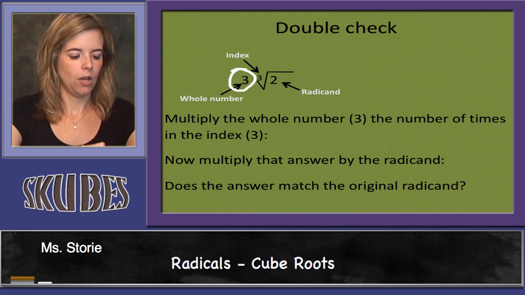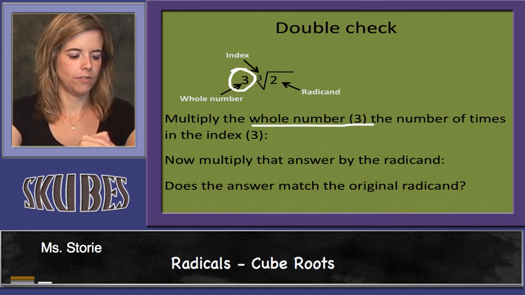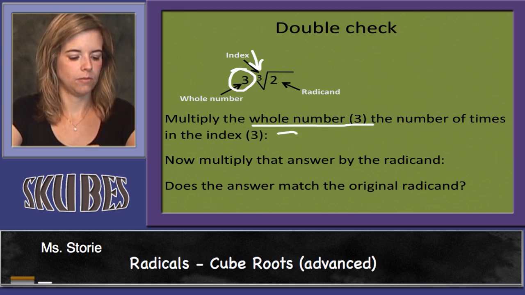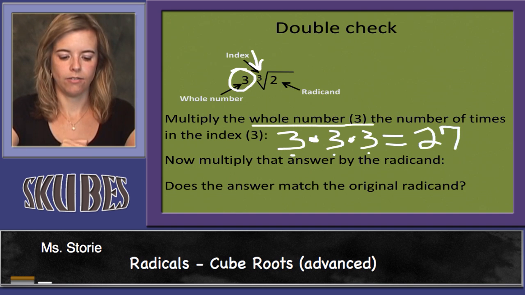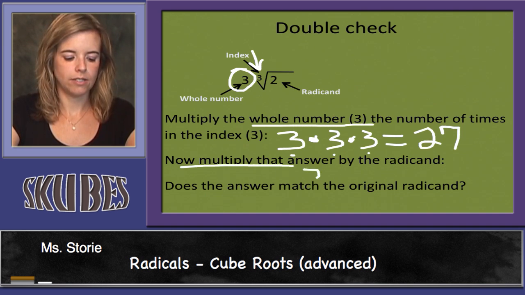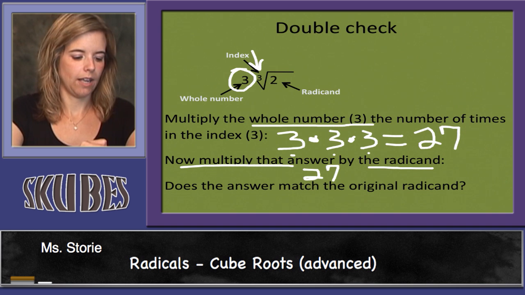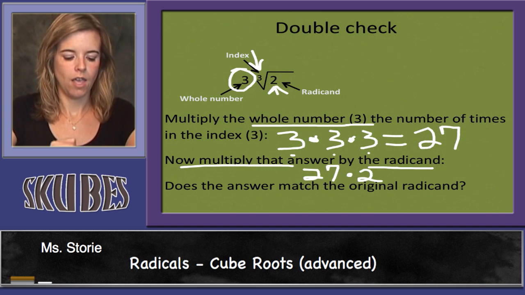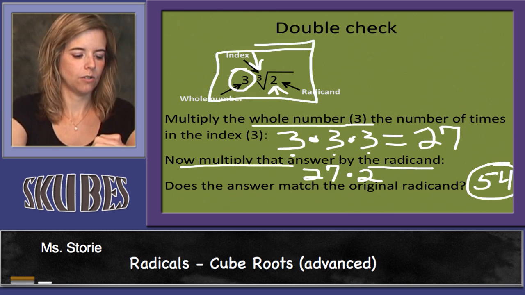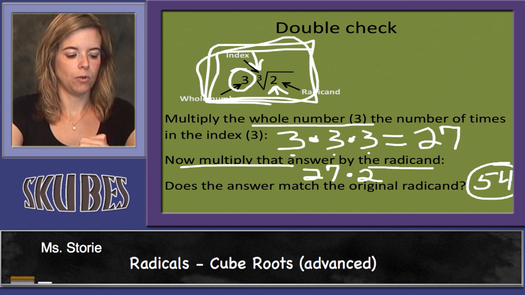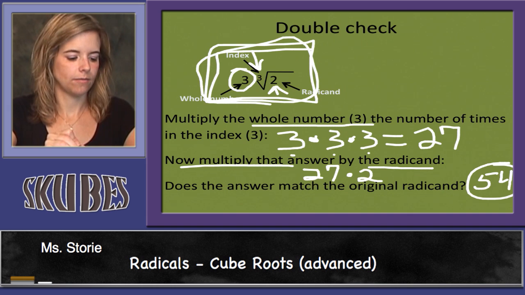So here's our whole number of 3. We're going to multiply that whole number of 3 the number of times of the index, 3. So that means we're going to multiply the number 3 times in a row, because 3 times in a row is what the index told us. So we've got 3 times 3 is 9, and 9 times 3 is 27. Now we're going to multiply that answer, 27, by the radicand, which is the number 2. So 27 times 2 equals 54, and that definitely was the original number we started with, which means this answer right here, 3 cube root of 2, is correct.